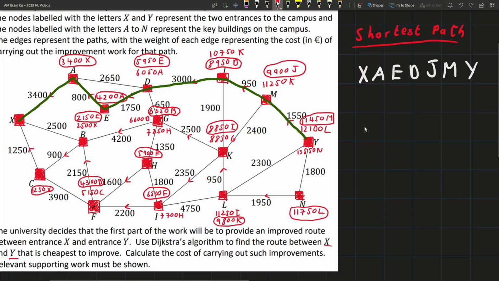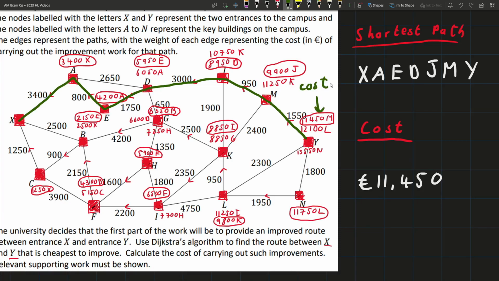That's the shortest path. So now for the cost, I don't know if you'd have to show your workings out because we actually found the cost. It's here. The value we got for M, 11,450. And the way we got that is we were adding up the values all the way over. So we started off by adding the value from A to X, and then we added on the value from A to E on top of that, and we did so on. So it's 11,000 euros and 450. If you want, you could add them all up, but I don't think you'd have to. I think if you indicate on the diagram that this is the cost, that'll be okay.